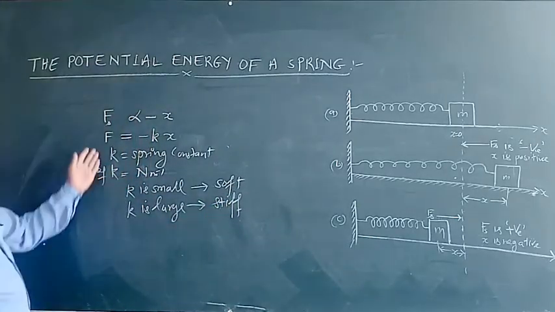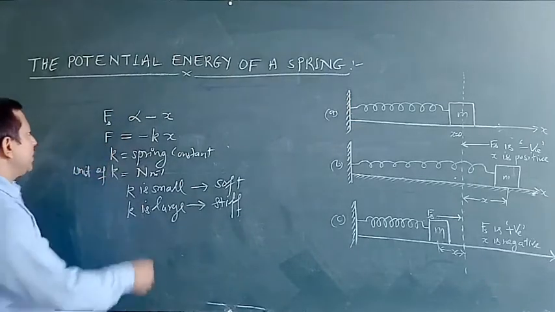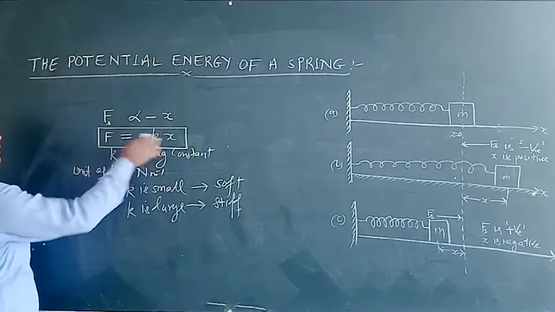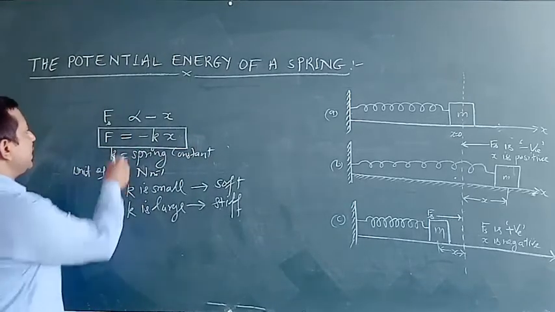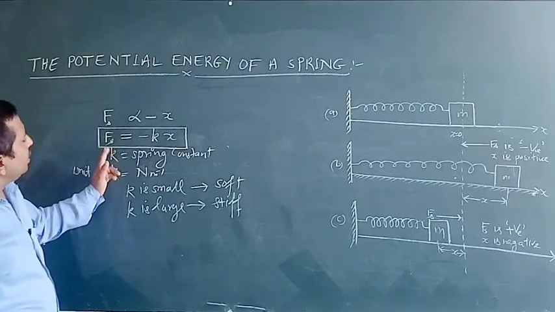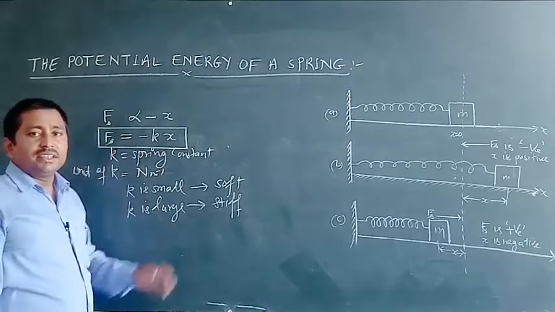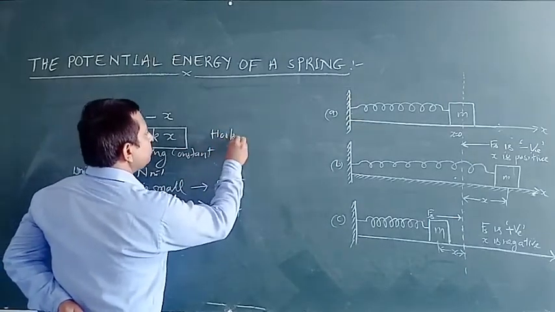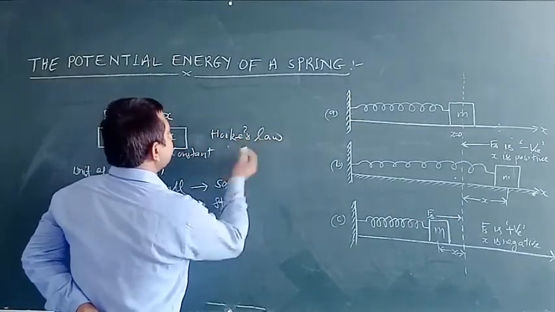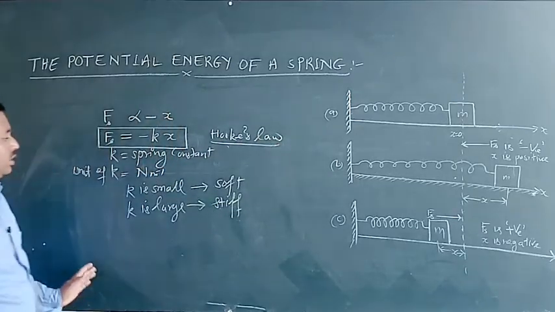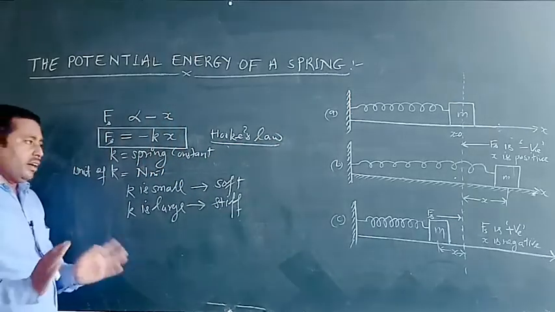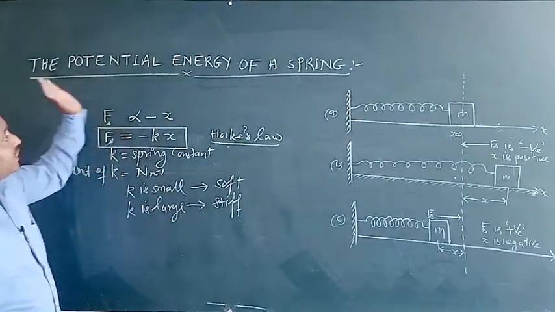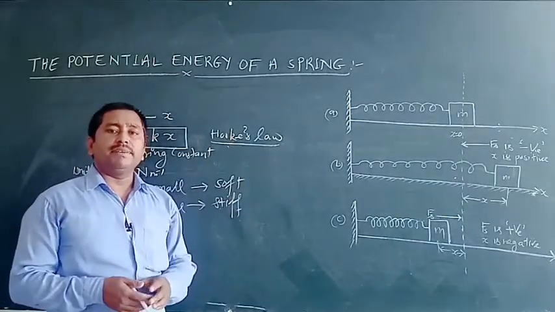From here we have observed that we can also find a particular relation between the displacement and the spring force acting on the object. So Fs equals minus kx. This formula is known as Hooke's law. Now, our discussion is on the potential energy of a spring, so let us start our discussion.